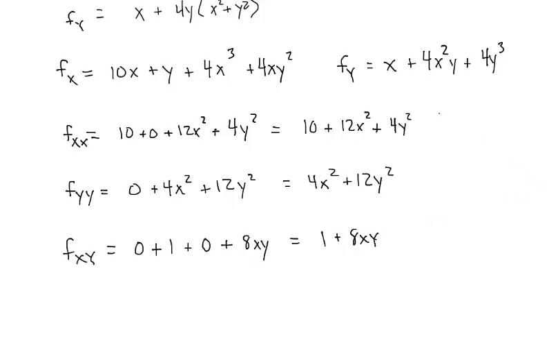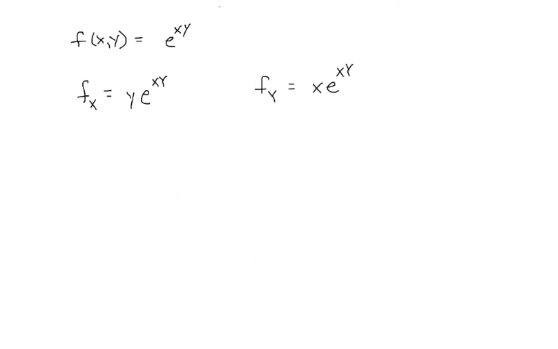Alright, in our last example, we have e to the xy as our original. F of x is y e to the xy, and f of y is x e to the xy. None of these need rewriting, so we'll get right into the second order partials. F of xx. So here we have the derivative of f of x, and we're going to take it with respect to x again. And remember, y is a constant, so we don't have the product rule here. We just have a constant multiple.